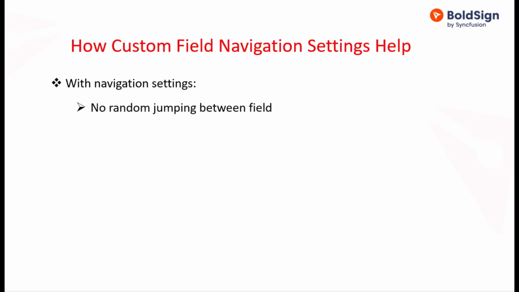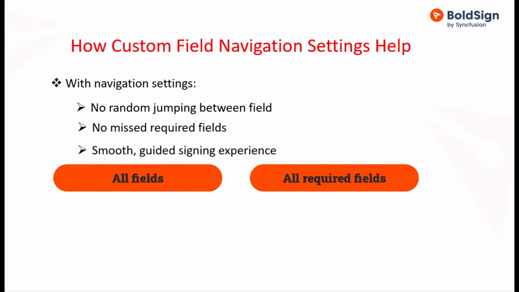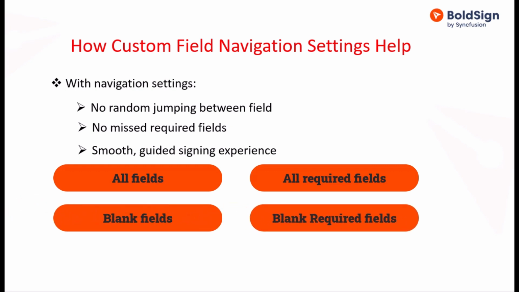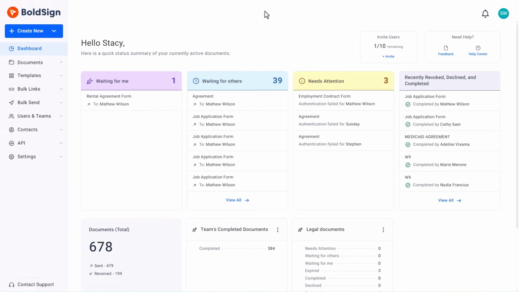This flexibility helps maintain accuracy, speed up signing, and create a smoother experience for signers, with options like navigate all fields, navigate all required fields, navigate blank fields, or navigate blank required fields. You can customize the process to make it faster and more intuitive. Imagine an HR manager sending job application forms to candidates and wanting them to complete only the mandatory fields in the correct order. The manager sets the field navigation to navigate all required fields to ensure a smooth, error-free signing experience. Let me demonstrate how to do this.